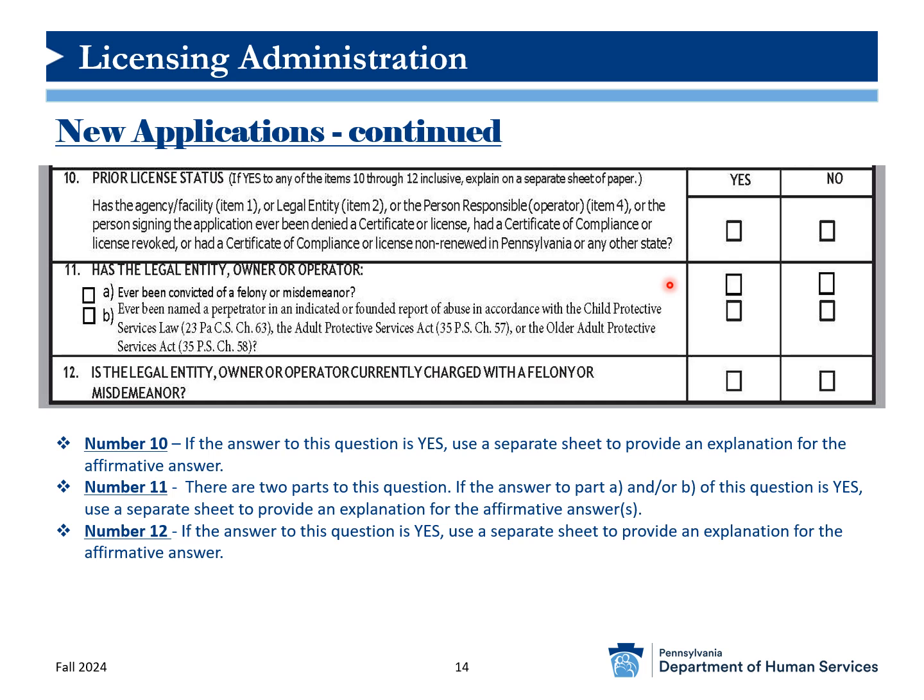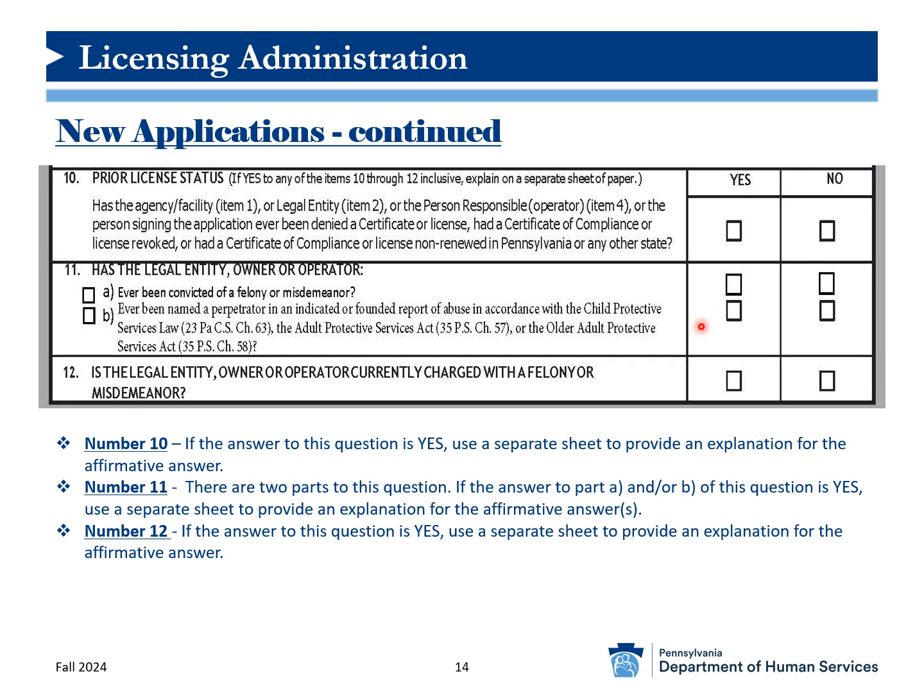Number 11 has two parts. The first part is, has the legal entity, owner, or operator ever been convicted of a felony or misdemeanor? Again, if you answer yes, then a separate page should be completed to provide an explanation for that affirmative answer.